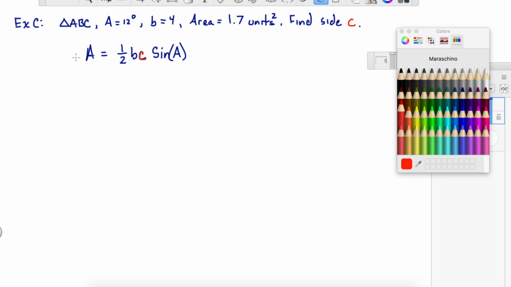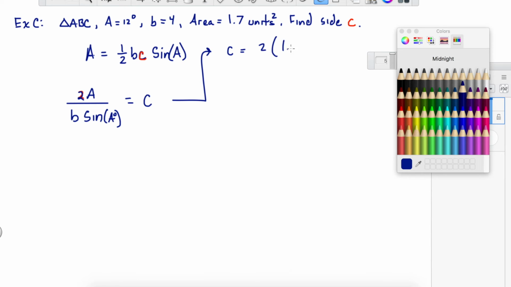Okay, so let's multiply 2 to both sides. Let's divide b to both sides, and divide sine a to both sides. And I'm going to get this. C equals 2A over b sine A, everything else but c. How's that look? All right, multiply 2 to both sides, divide by b, divide by sine a. This is what we got. And let's solve for c.